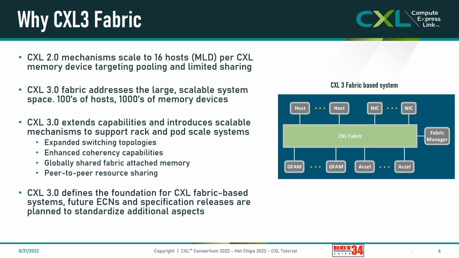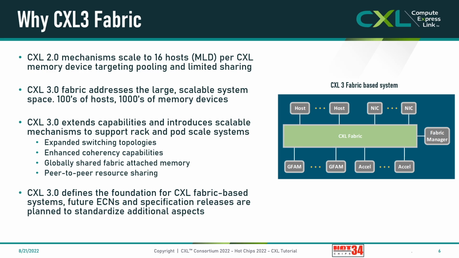CXL 3.0 extends these capabilities and introduces scalable mechanisms to support much larger systems, allowing hundreds of hosts, accelerators, or NIC devices, and thousands of memory devices supporting petabytes of memory. These systems will scale to the rack and pod level to address the big data application needs, as well as the composable system space. Some of the extended capabilities include extended switch topologies, enhanced coherency capabilities, global shared fabric attached memory, and peer-to-peer resource sharing. These capabilities, as well as others, will be described in this presentation.